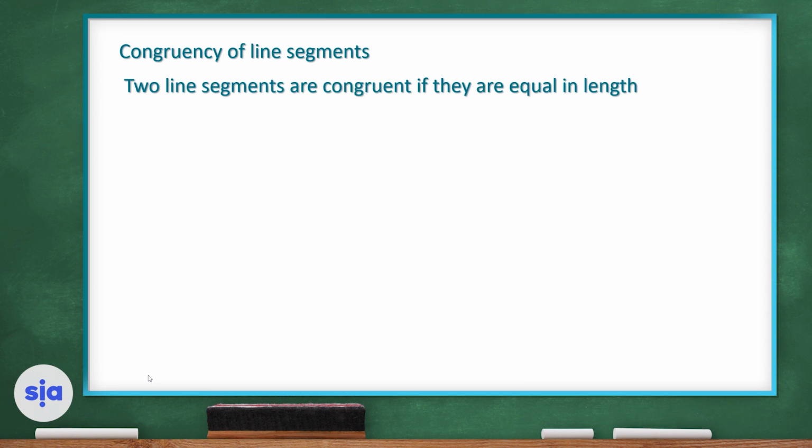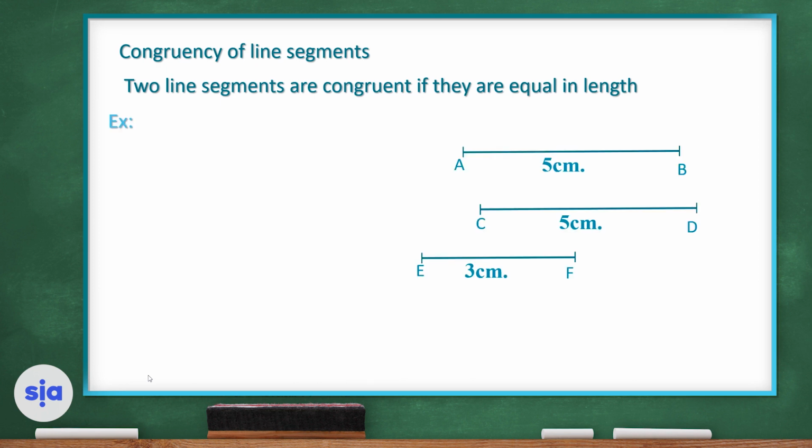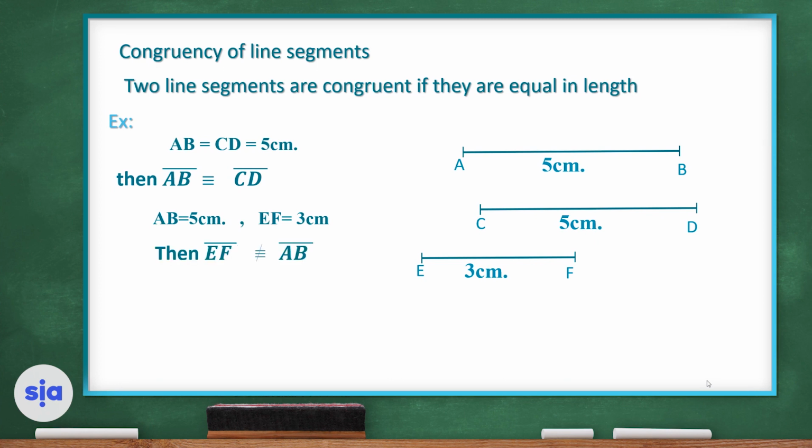Two line segments are congruent if they are equal in length. For example, we have AB and CD, they're equal in length, each of them is 5 centimeters long, then segment AB is congruent to segment CD. These three dashes above each other mean congruent. But if AB is 5 centimeters long and EF is 3 centimeters long, then EF is not congruent to AB.